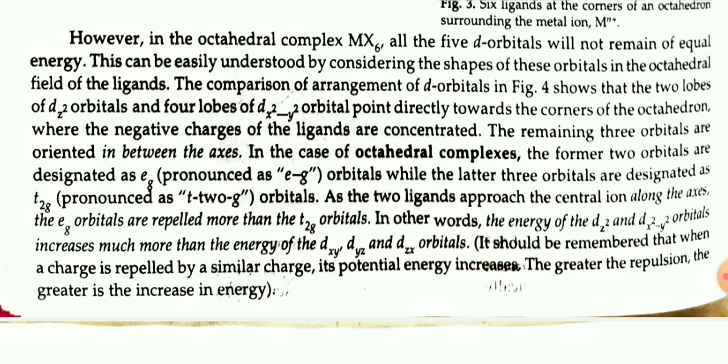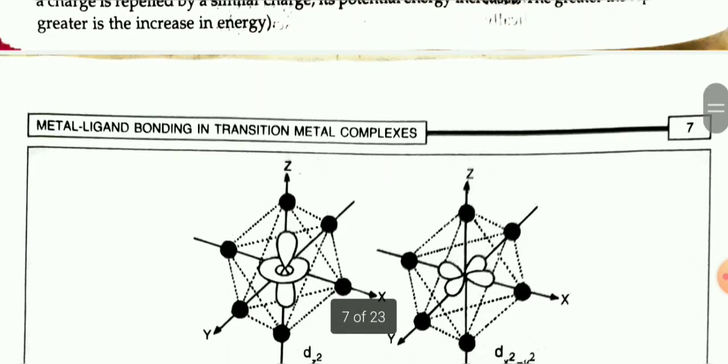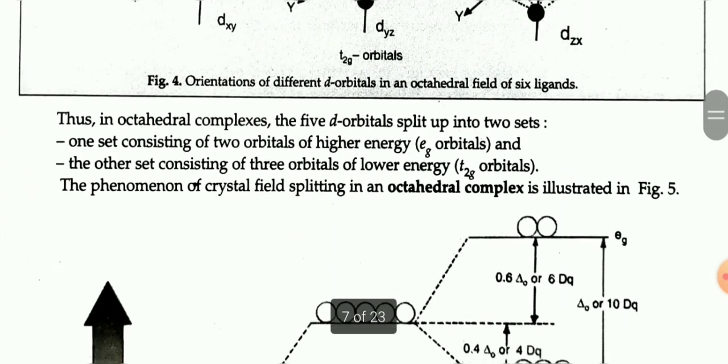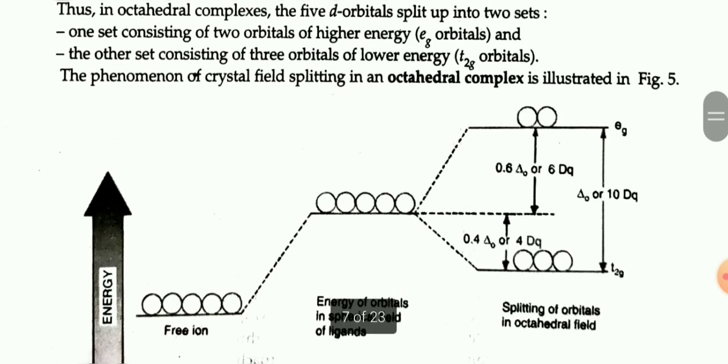It should be remembered that when a charge is repelled by a similar charge, its potential energy increases. The greater the repulsion, the greater is the increase in energy. Thus, in octahedral complexes, the 5 d orbitals split up into two sets. One set consisting of two orbitals of higher energy and the other set consisting of three orbitals of lower energy. The phenomenon of crystal field splitting in an octahedral complex is illustrated in figure 5.